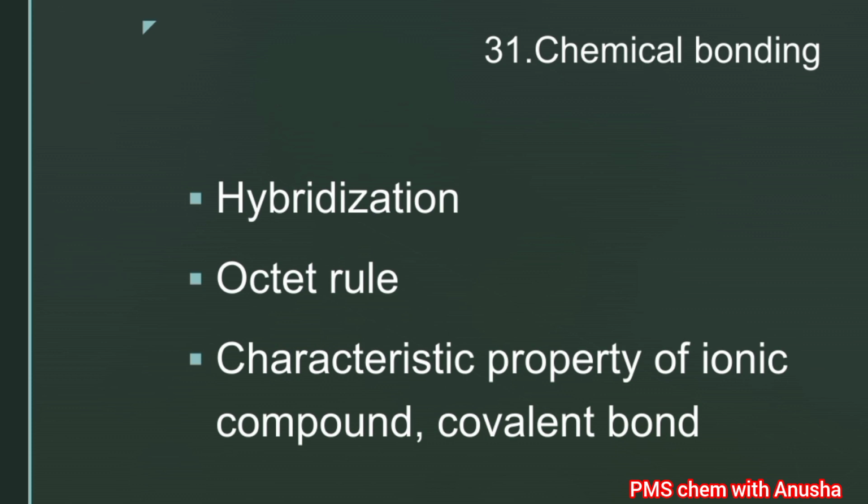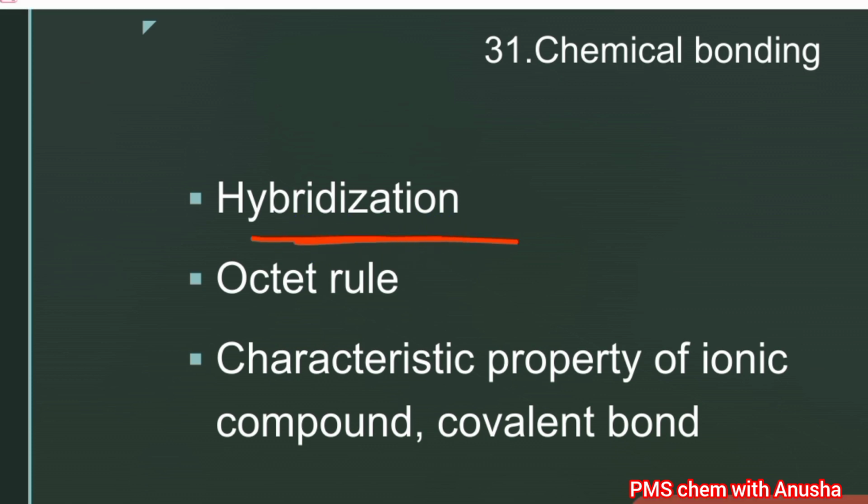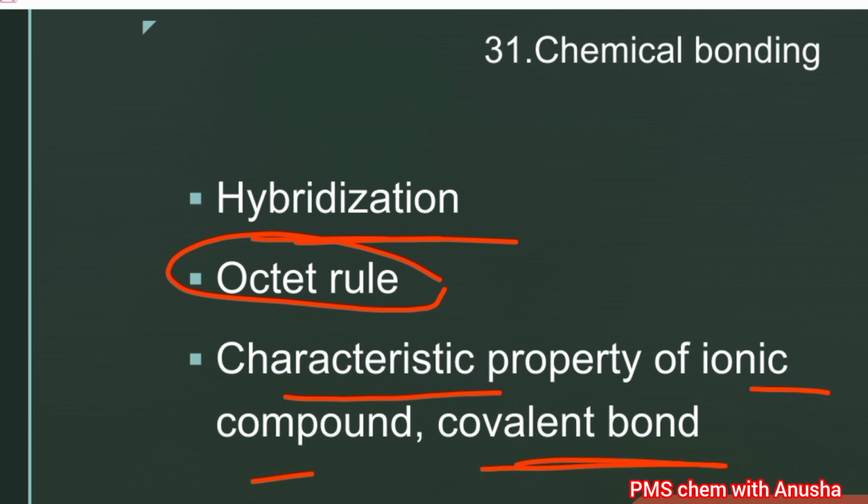Next, 31st unit, that is chemical bonding. So in chemical bonding, you have to focus on hybridization and their example. Next, octet rule. Next, characteristic properties of ionic compound and covalent compound.